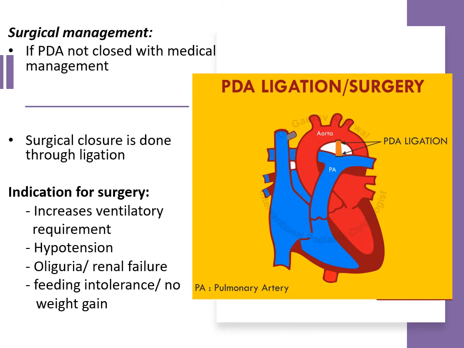And if the PDA does not close through medical management, then what is done? Surgical management is done, through ligation. That means it is ligated and joined together. The indications for surgery are increased ventilatory requirement, hypotension, oliguria, renal failure, feeding intolerance, and no weight gain.